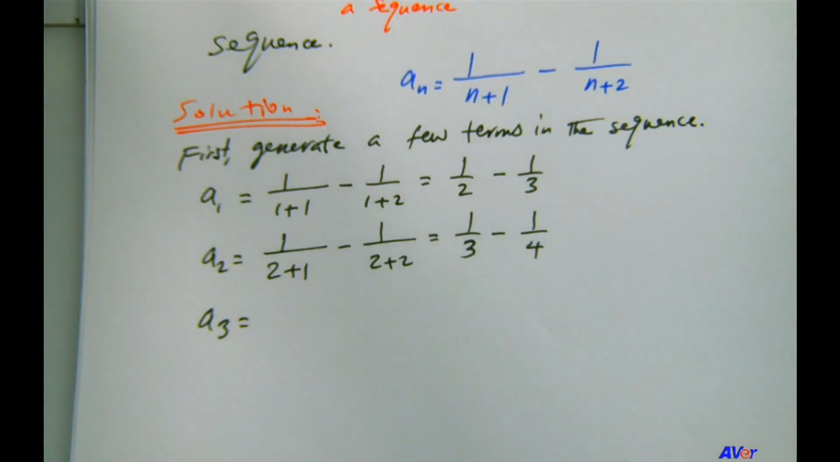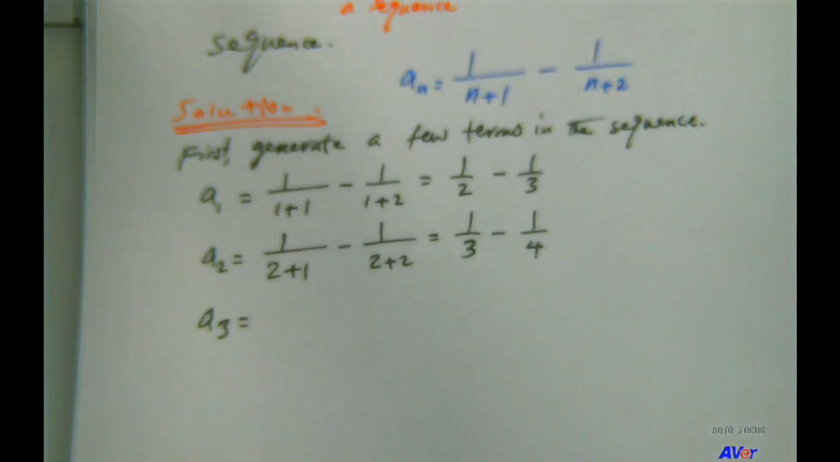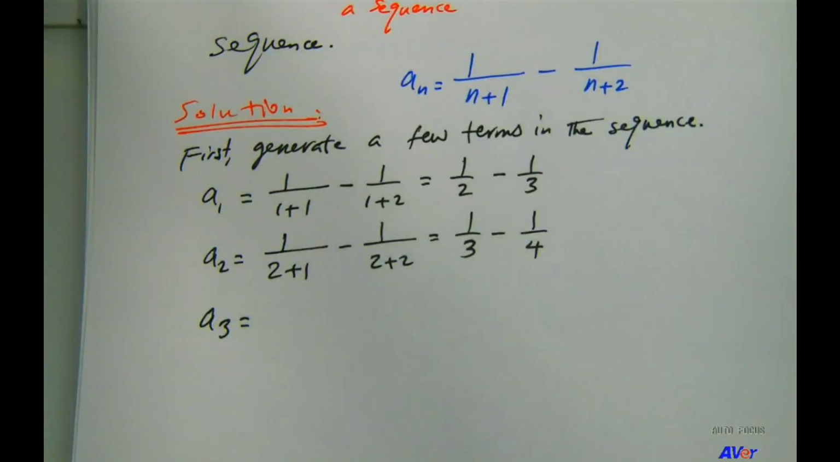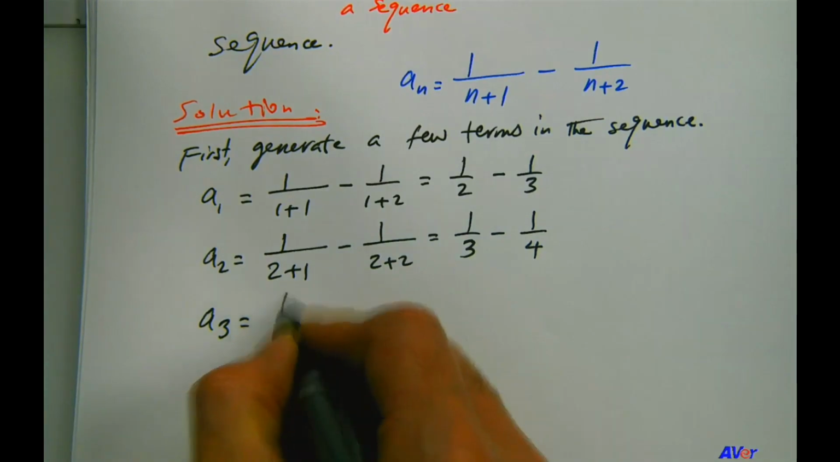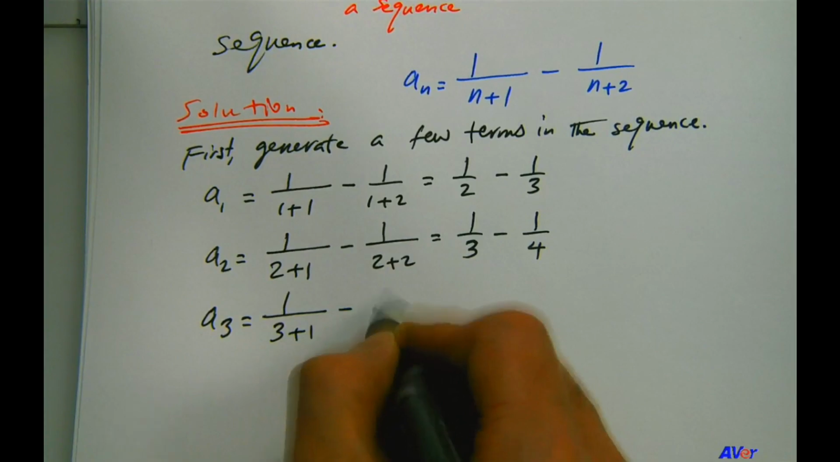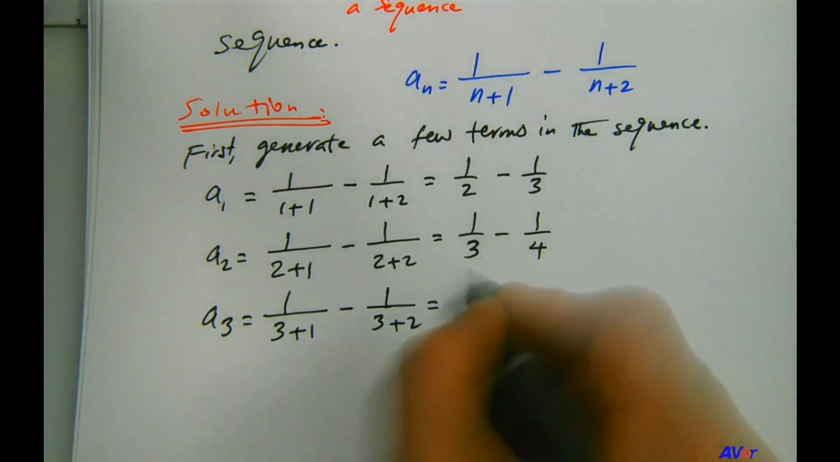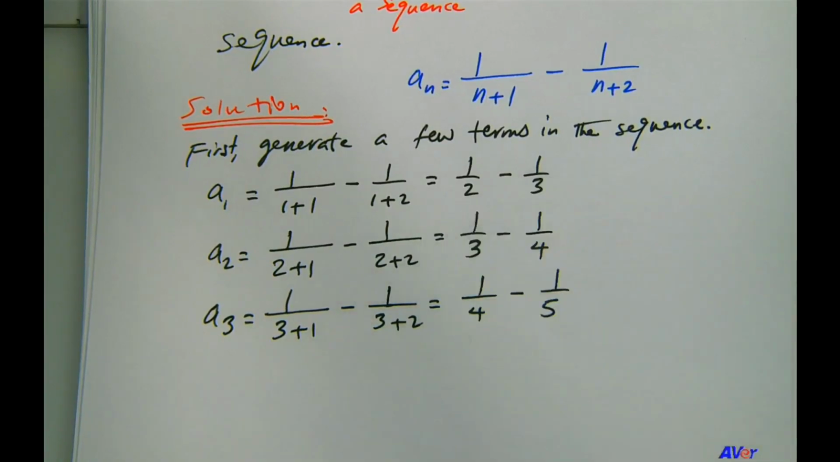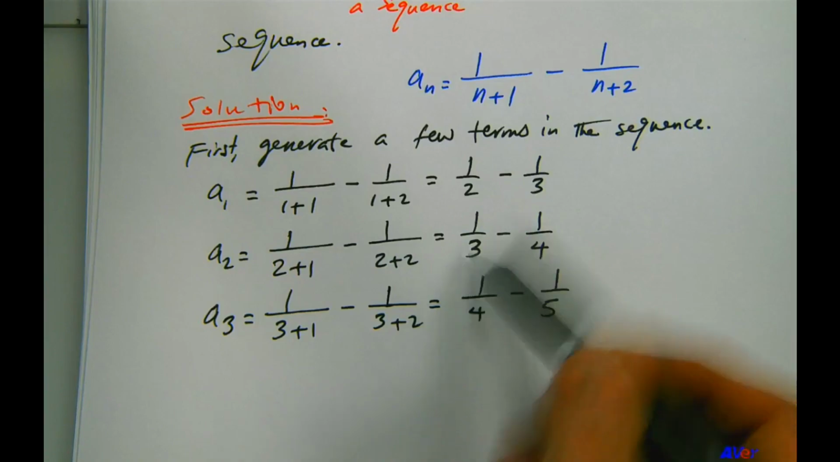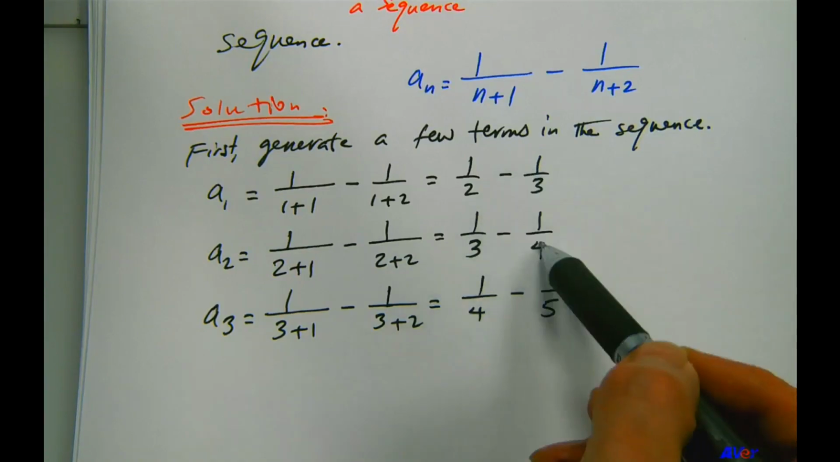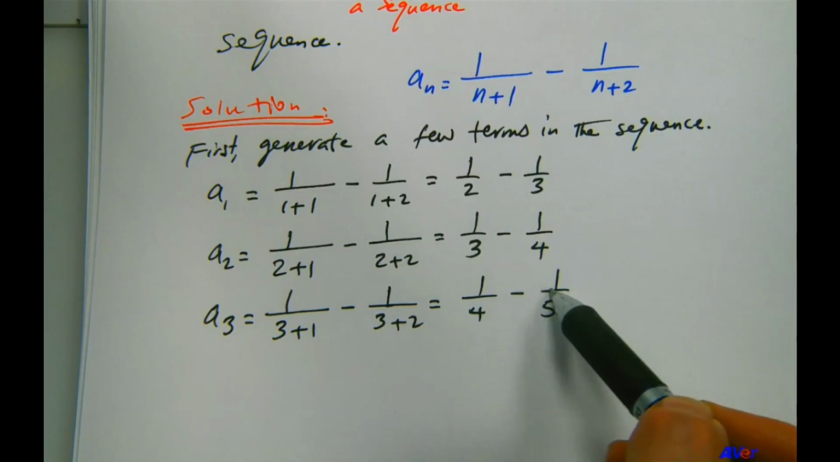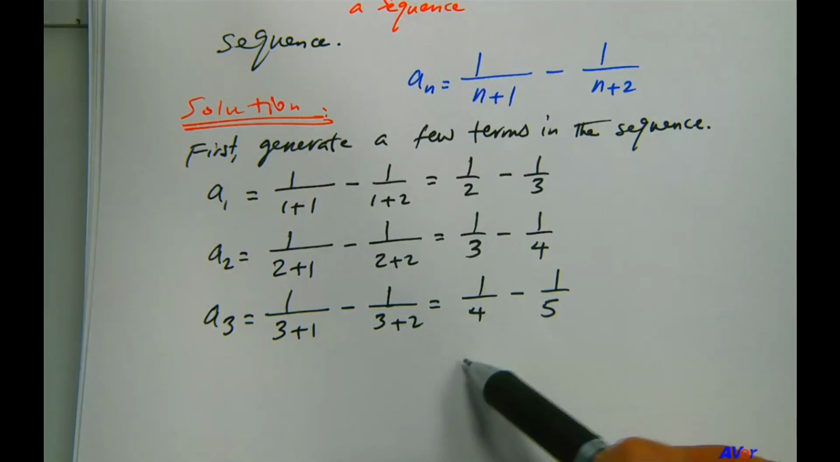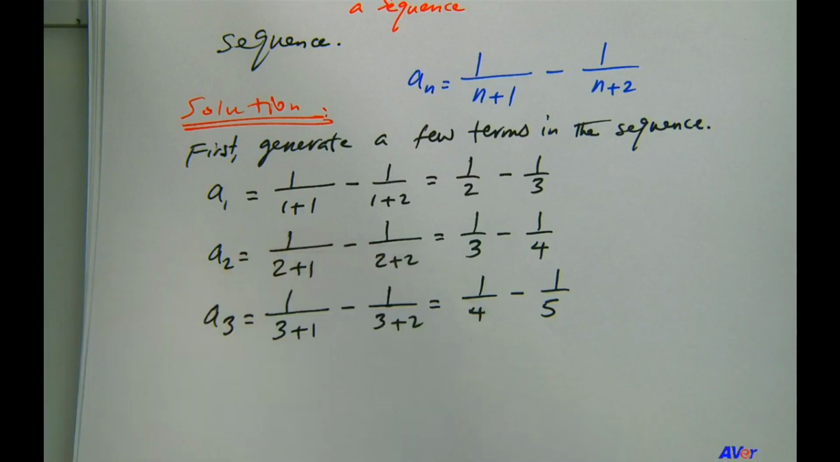We have, substituting 3 for n, 1 over 3 plus 1 minus 1 over 3 plus 2, right? So what do we get? We get 1 over 4 minus 1 over 5. Do you see a pattern? 1/2 minus 1/3, then positive 1/3, negative 1/4, positive 1/4, negative 1/5. And I'll bet if we continue, we get positive 1/5 and so on. So there's definitely a pattern here.